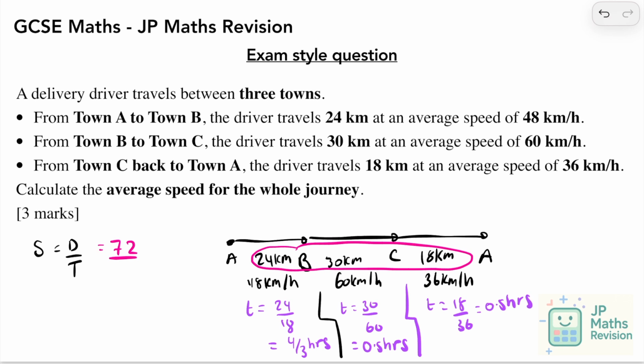So the total time is going to be 0.5 plus 0.5 plus 4/3, so that's going to be 7/3. So it's going to be 72 divided by 7/3 hours, and the answer to that is 30.9. So the average speed for the whole journey is 30.9 kilometers per hour.